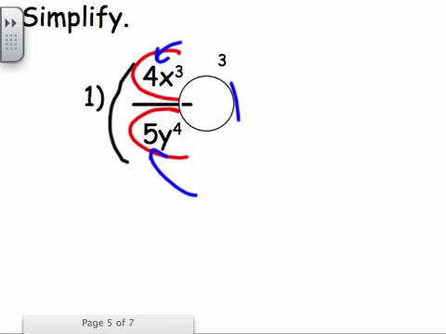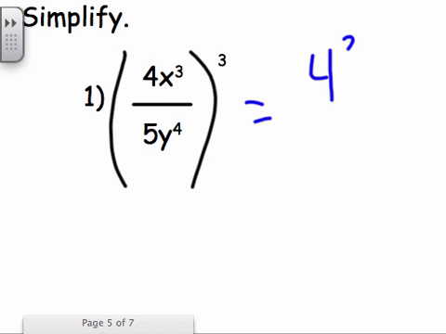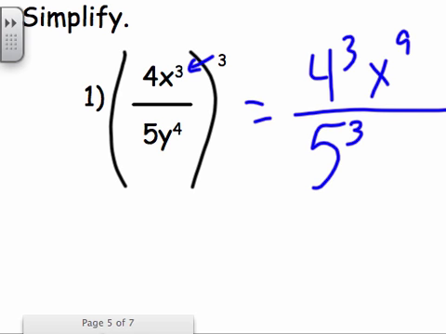I'm going to erase all that. I know it gets kind of confusing. So basically I'm taking everything to the third power. So I got 4 to the third, x to the third. Well, remember we multiply, right? We multiply when it's powered to a power, so x to the 9th, over 5 to the third, and y to the 4th to the third. Right, I got to send it down there too.